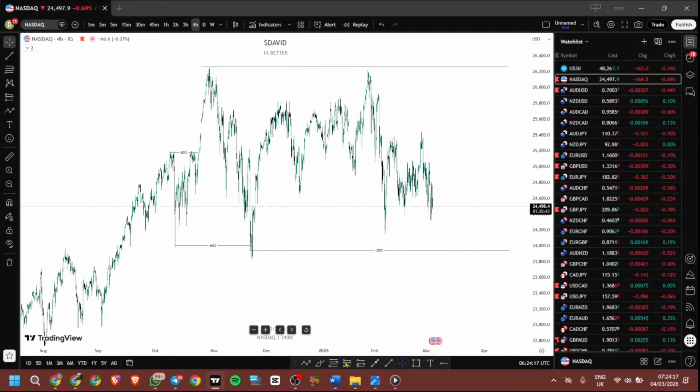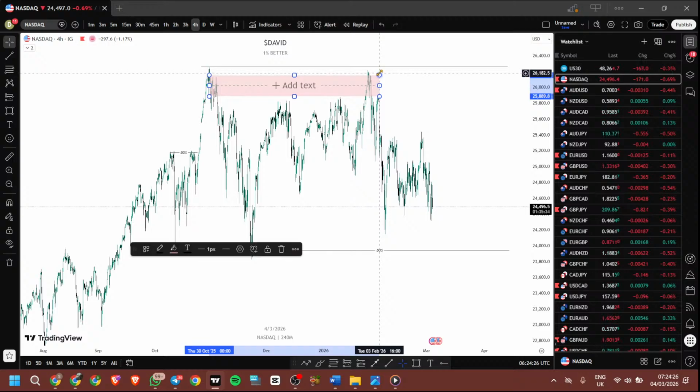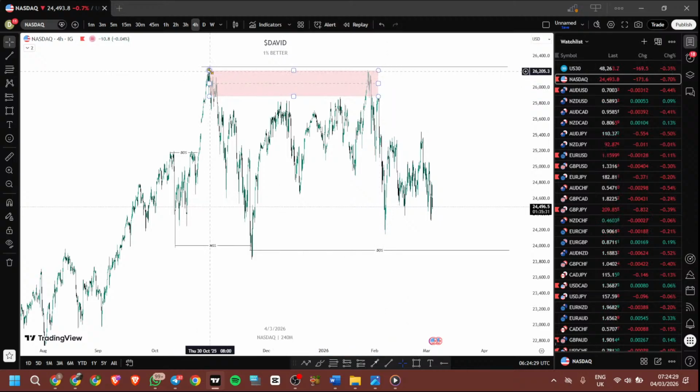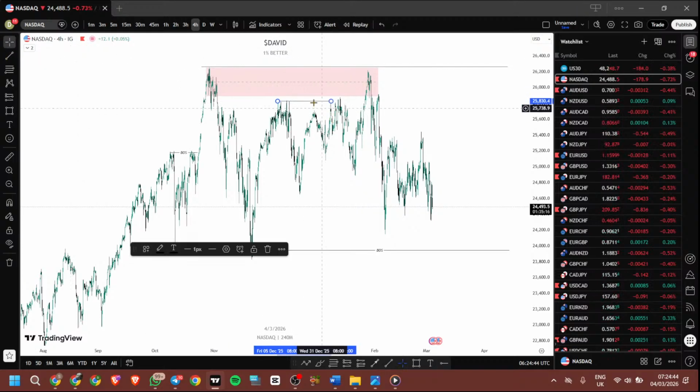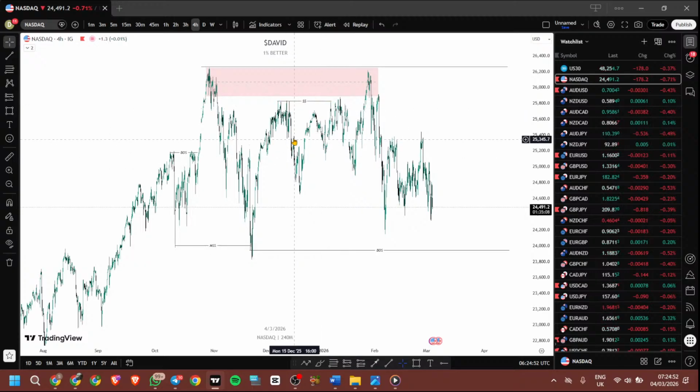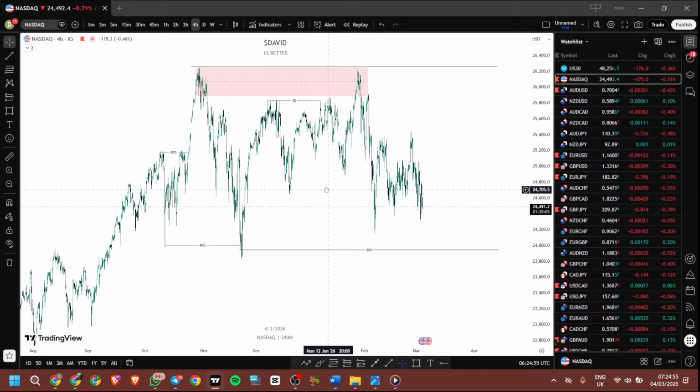So this was an unmitigated point of interest. Price starting so. And price broke structure here. This was our inducement. Right? This was liquidity price took out, and tapped into that zone.